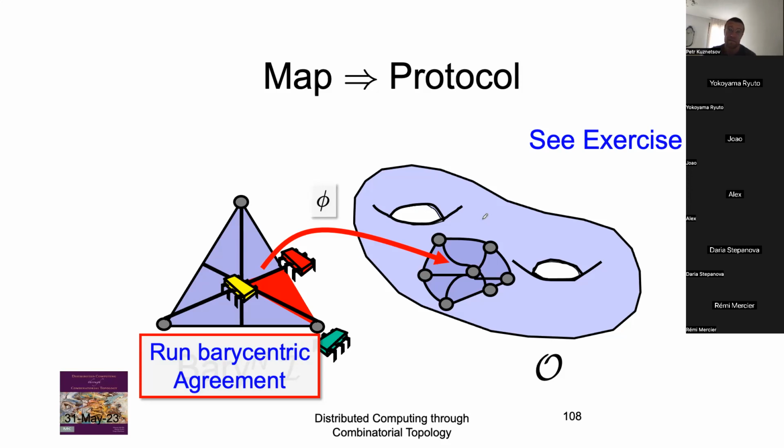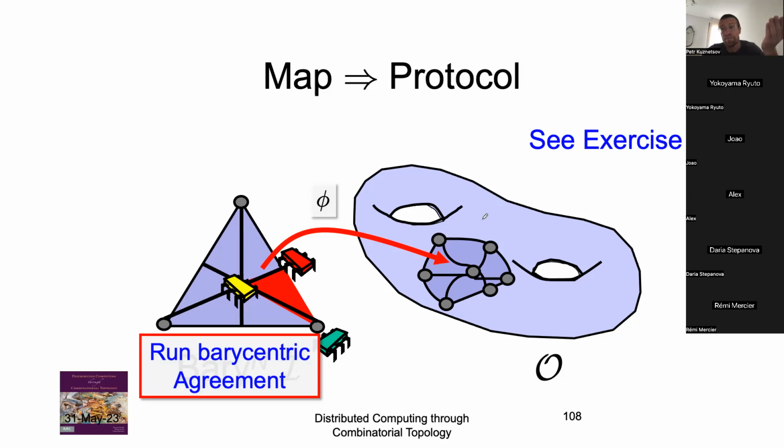Okay, so the simplicial approximation theorem gives us the protocol and the simplicial map, decision map. If you want, you run the protocol, you get a view, you map it to the output complex, you get the output value. And the fact that the continuous map which you approximate is carried by delta implies that the simplicial map combined with the protocol is also carried by delta, which means that we solve the task.